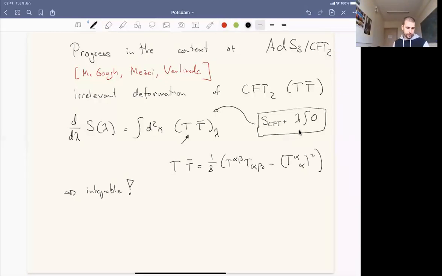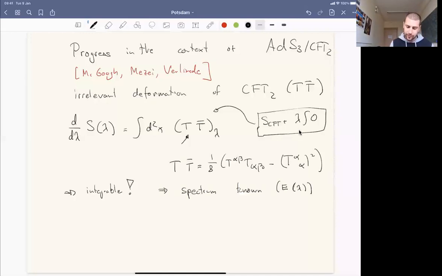So as I said, this is an irrelevant deformation, but you can still make sense out of it because it's integrable, and in particular, the spectrum is known. So if you had a CFT whose spectrum you knew to start with, you do this deformation and you also know the new energy spectrum. Okay, so there's an exact formula, E of lambda.